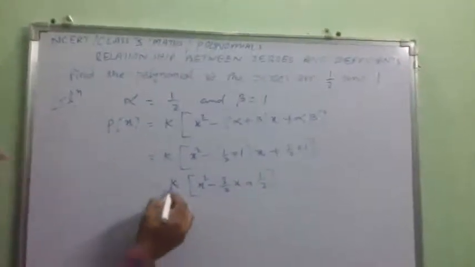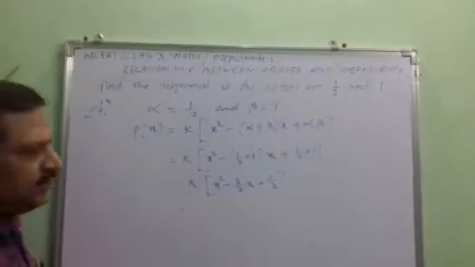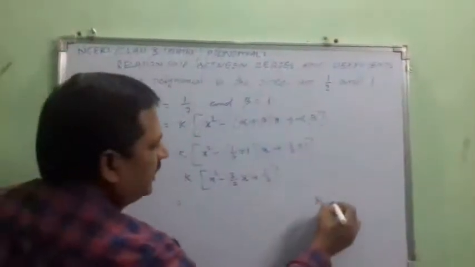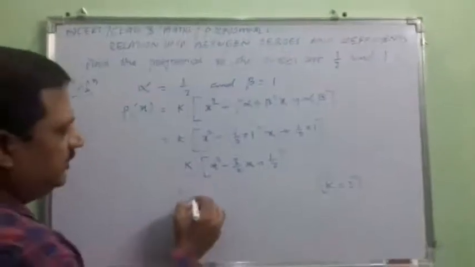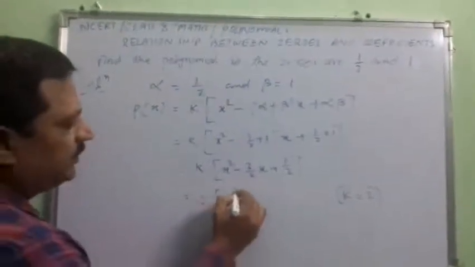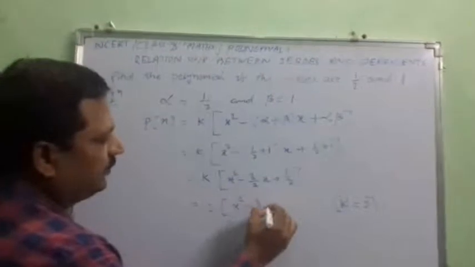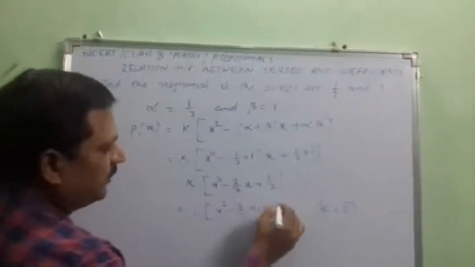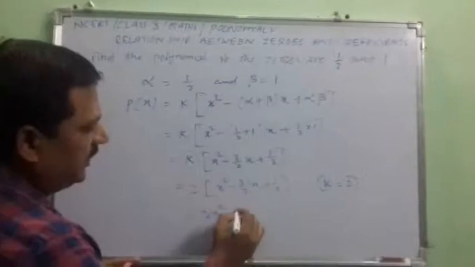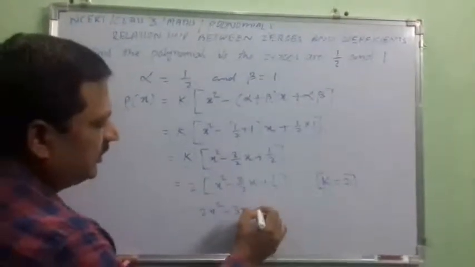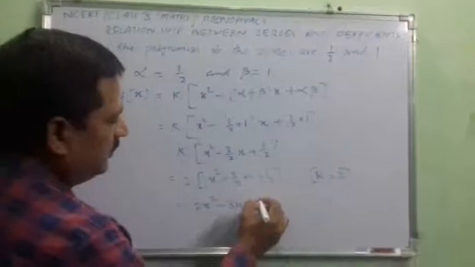Now suppose we take the value of k to be 2 here, then it will be 2 whole into x square minus 3 by 2 into x plus 1 by 2. That will give you 2x square minus 3x plus 1.